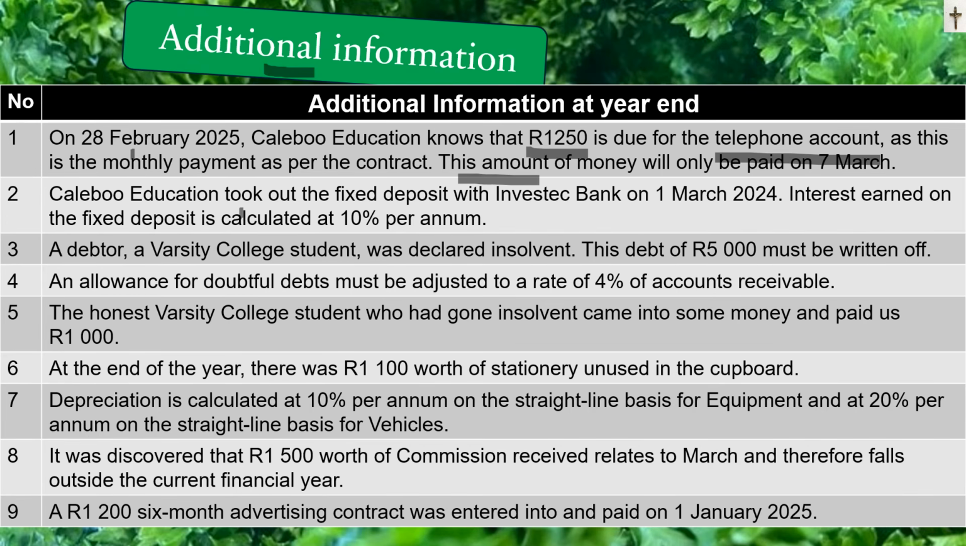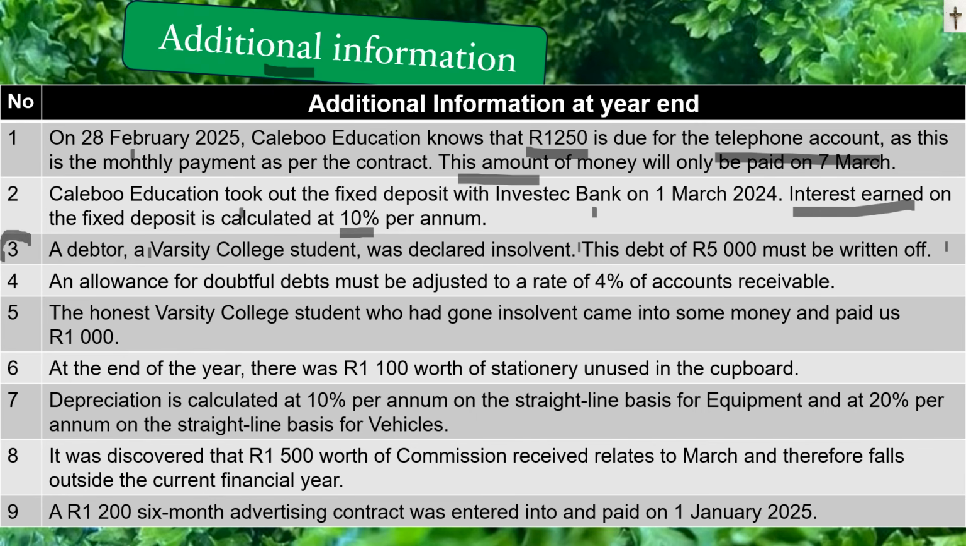Calibre Education took out a fixed deposit with Investec Bank, earned interest, and the interest is at 10% per annum. So you take 10% of the fixed deposit and you see if the balance in the interest account is correct. A debtor was declared insolvent. This amount of money must be written off.